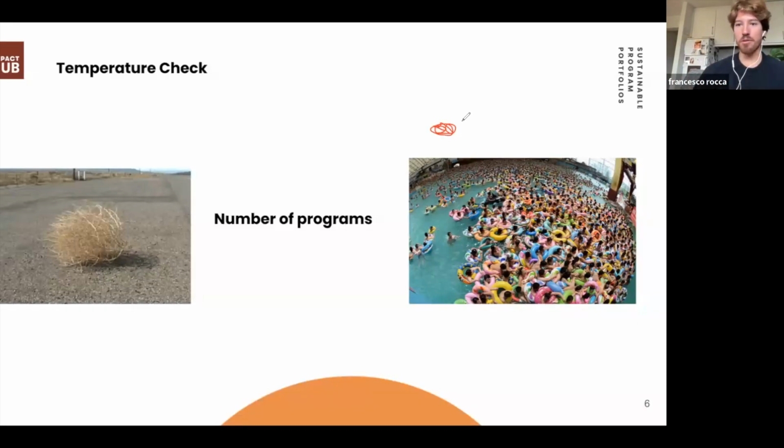On my left side you have the desert, so 1-2 programs once in a while, and on the right side you have a Chinese pool in the summer, packed with programs, your portfolio managers going crazy. So if you can just imagine it's a linear line from 0 to 100, where would you put yourself in number of programs?